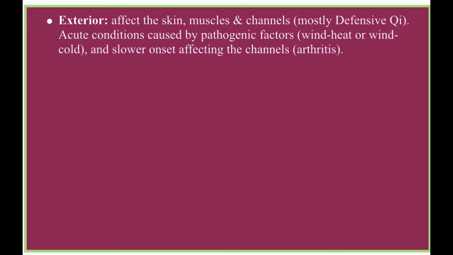So those are what exterior conditions are. Exterior conditions are going to affect the skin, the muscle, and the channels. So things that are more acute, like when we have a cold or a flu or an allergic reaction with lots of rashes on the body, that is external. Or if it's affecting the channels, it's more chronic, but it's slow onset. It takes time, like arthritis, for example, or a skin condition like eczema or psoriasis.